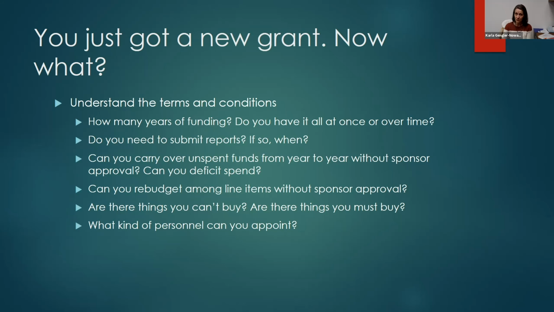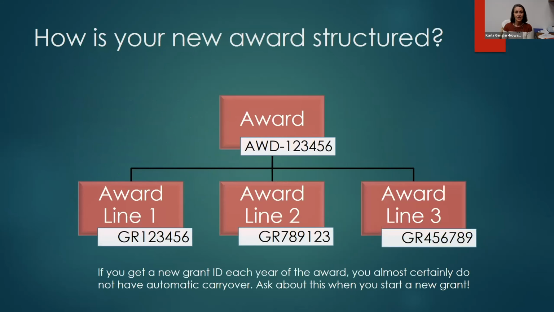So once you understand the terms and conditions, you need to understand how these things get set up in Workday so that you can start spending. When you get a new grant or a new contract, that's an award. So that's the terminology in Workday. And the identifier associated with that starts with AWD, and then there's 6 digits. Okay, so that's the place where like your terms and conditions live.